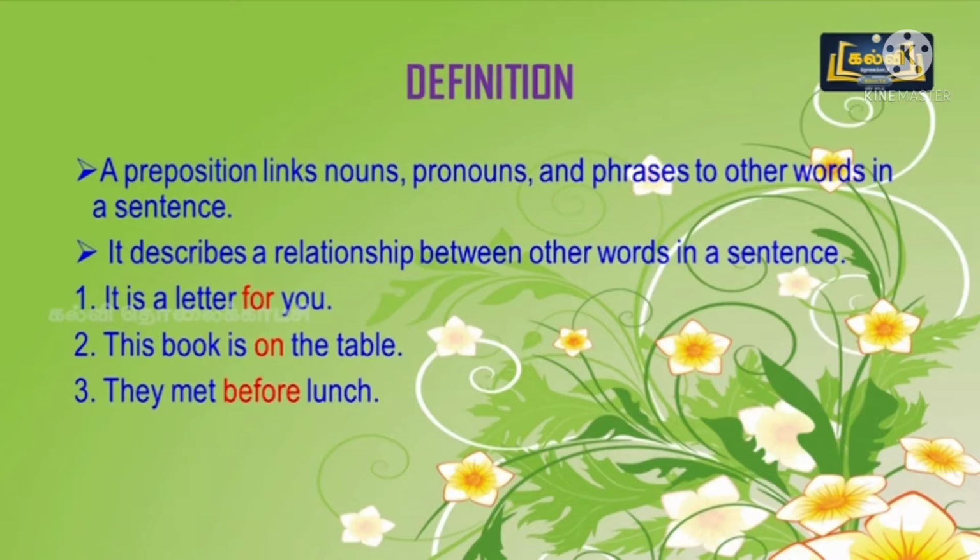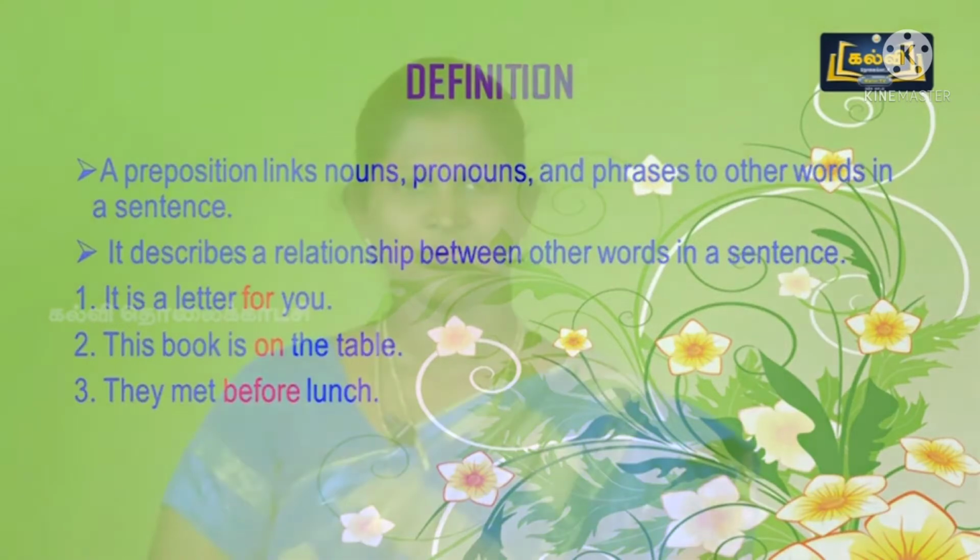Look at these examples. Here is a letter for you. This book is on the table. They met before lunch. In these three sentences, look at these words: for, on, before. These three words are prepositions. You can identify the preposition because it links the nouns and other words in a sentence.